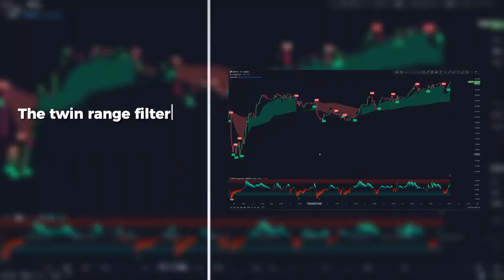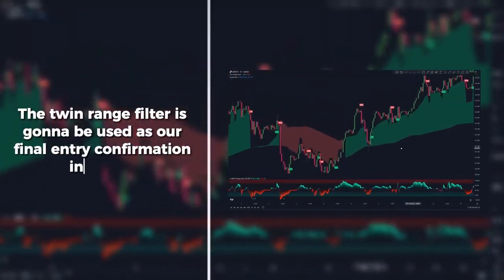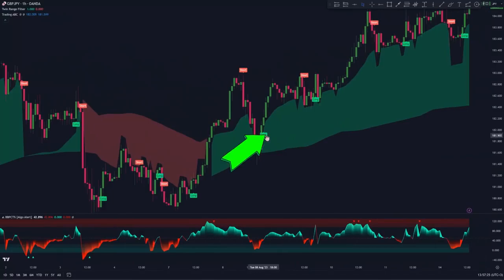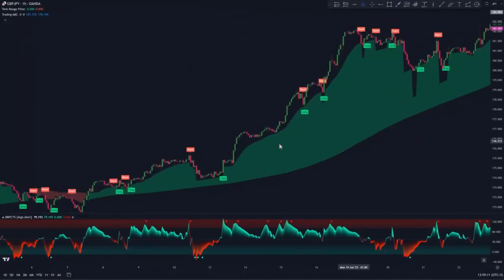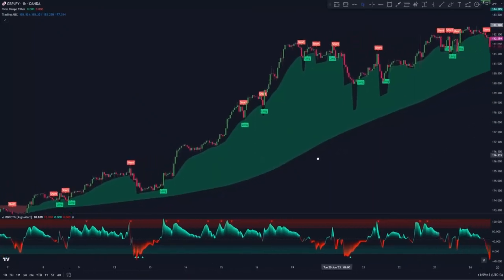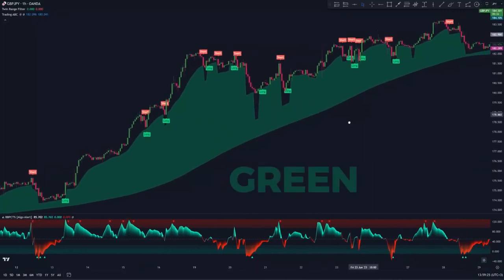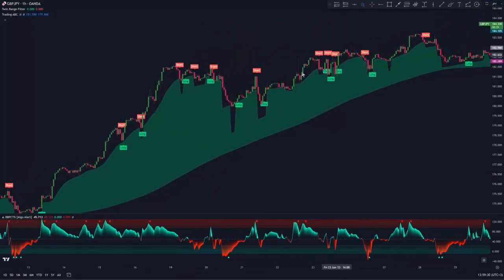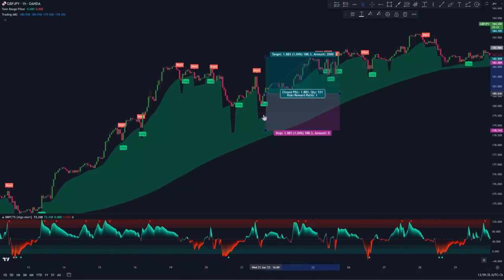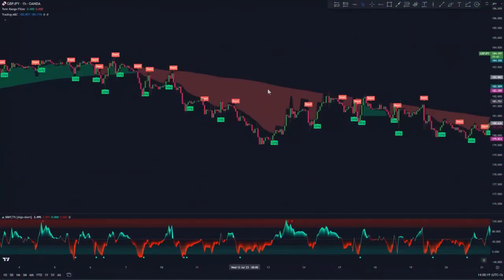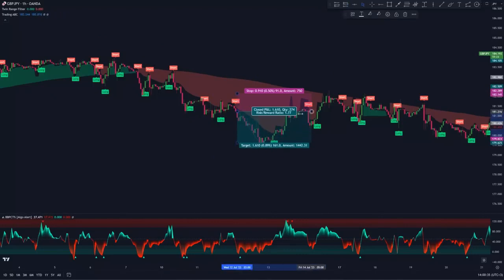The twin range filter is going to be used as our final entry confirmation indicator. When it says buy, we buy, and when it says sell, we sell. The trading ABC indicator is going to be used for trend confirmation. When this trend cloud is colored green and the price is trading above it, that indicates a bullish trend, and so we're only going to be looking to take long trades. Conversely, when the trend cloud is colored red and the price is trading below it, that indicates a bearish trend, and so we're only going to be looking to take short trades.